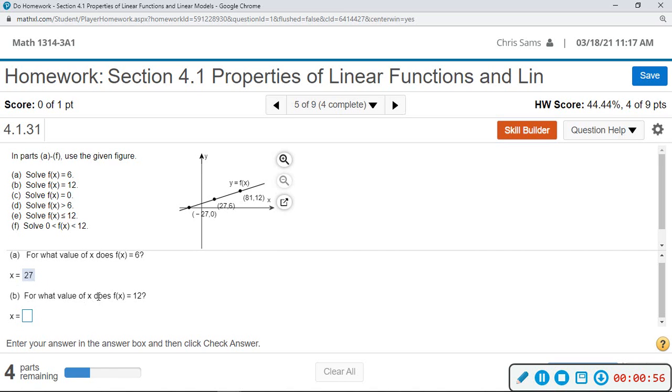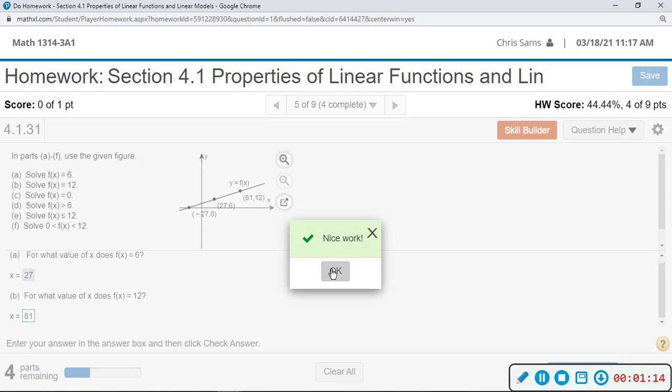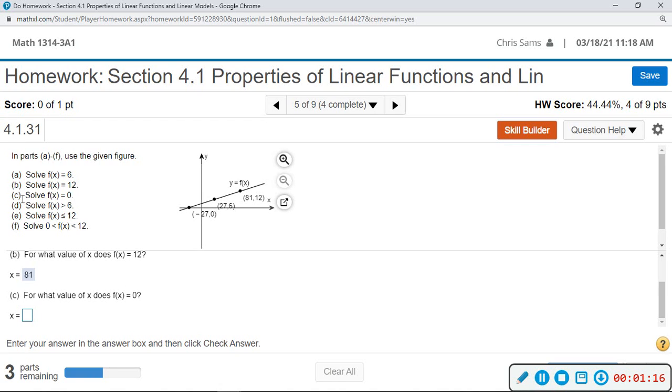Alright, part B. For what value of x does f of x equal 12? So again, we're looking for x. They give us y. Y equals 12. So when y is 12 here, we get x is 81. Alright, C says y equals 0. Okay, y equals 0 here, x equals negative 27.